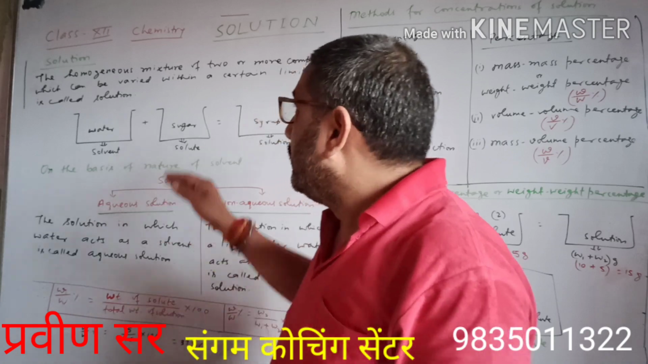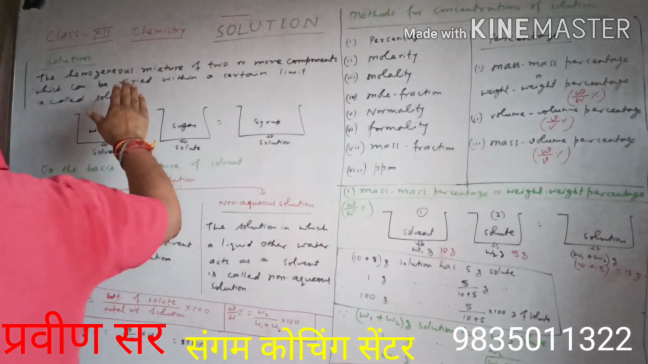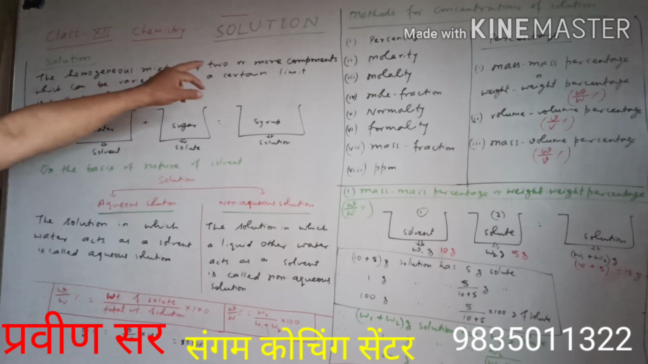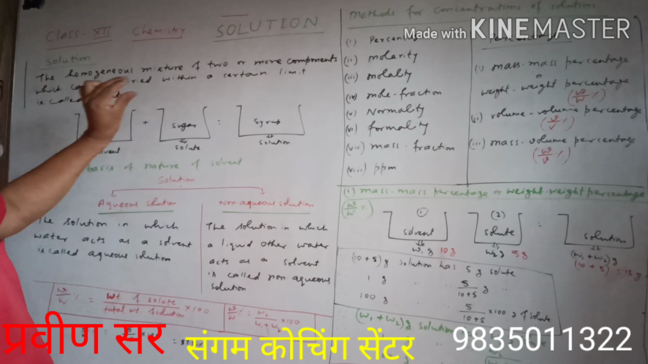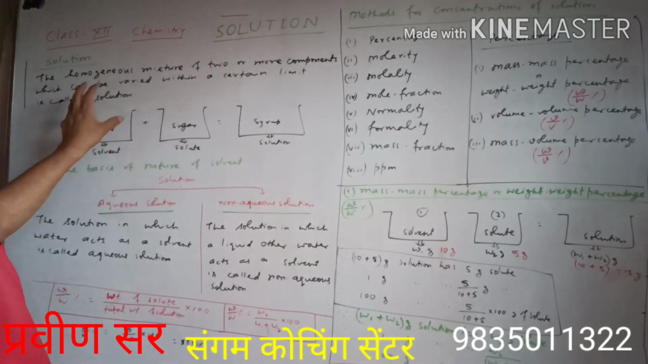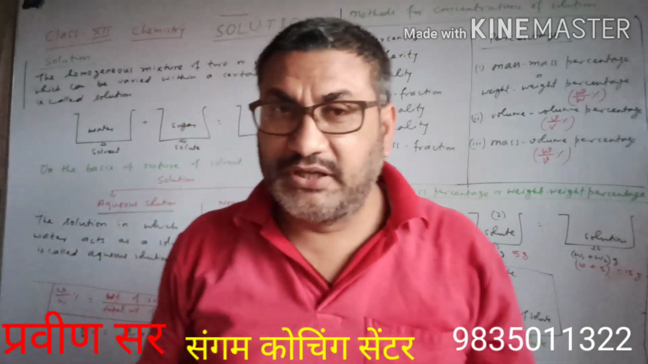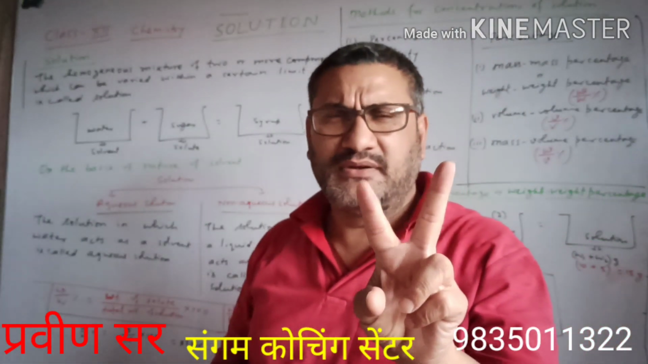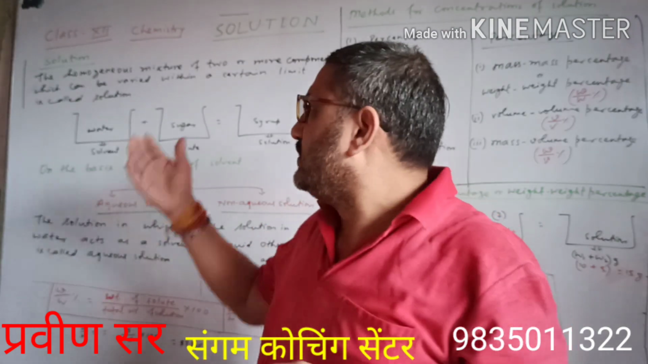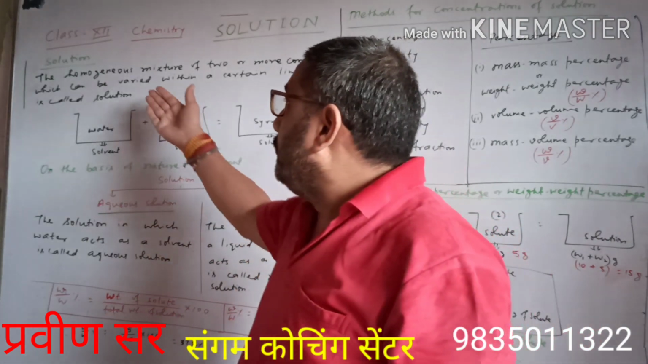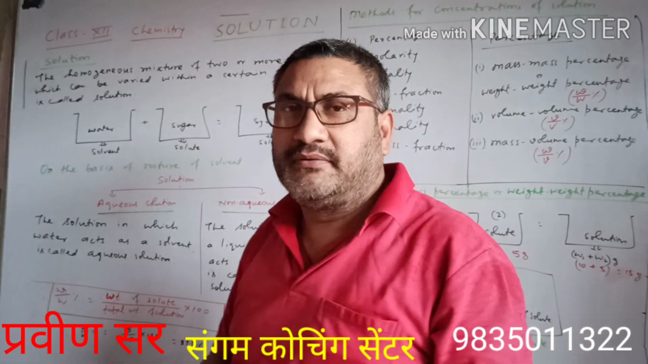So now, the definition of solution: a homogeneous mixture of two or more components, which can be varied within a certain limit. Yes sir, a homogeneous mixture of two or more components like water, sugar, many things, which can be varied within a certain limit.